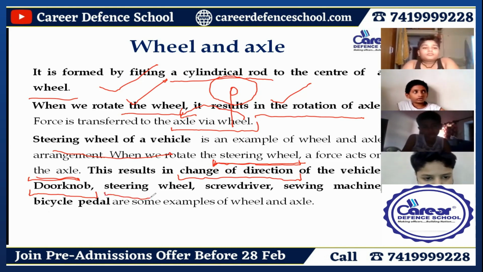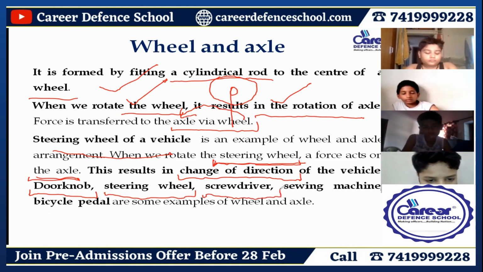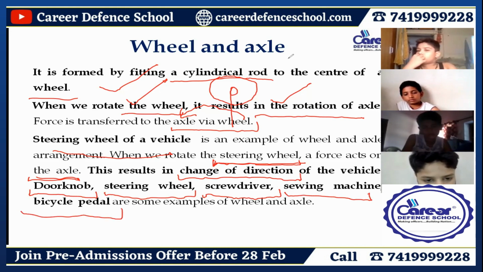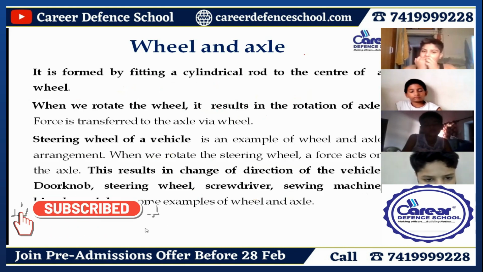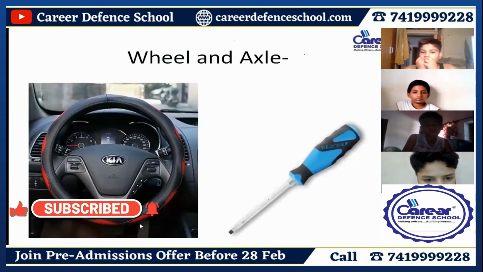Then the steering wheel: we are using a steering wheel as a wheel and axle. In screwdrivers we are using a wheel and axle. In a sewing machine we are using a wheel and axle. In the bicycle pedal we are using a wheel and axle. Everyone knows the pedal, with which you move using your feet. Without the pedal you can't ride a cycle. So these are the examples of wheel and axle.